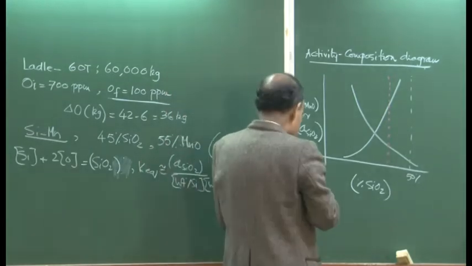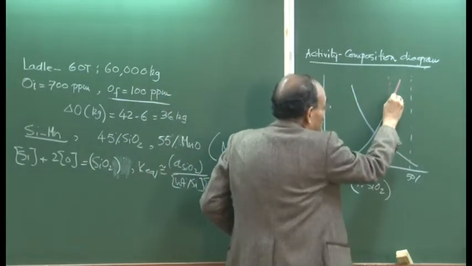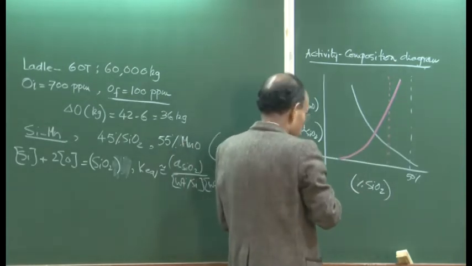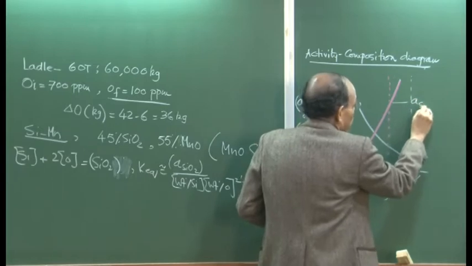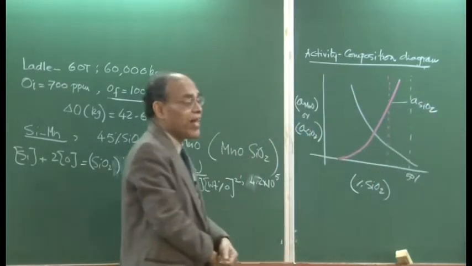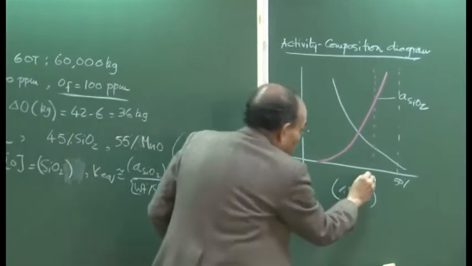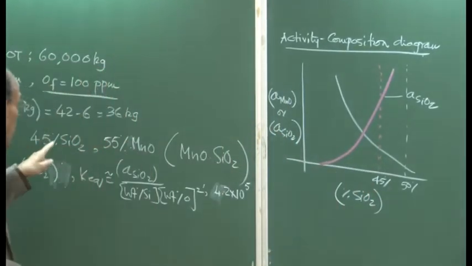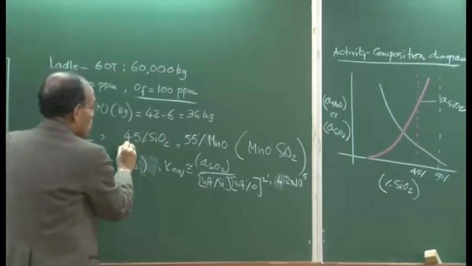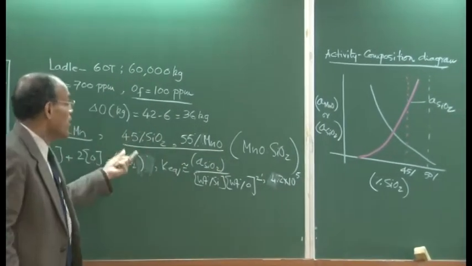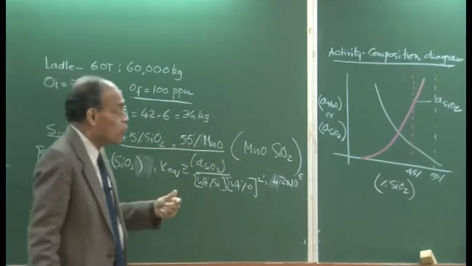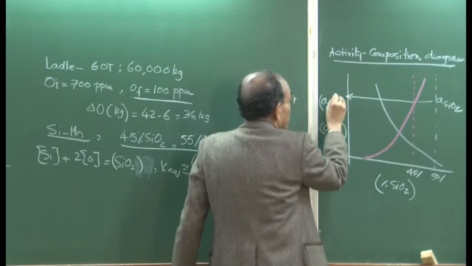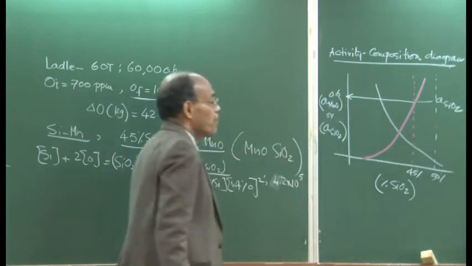What does this line indicate? This line, the red line I have now drawn, corresponds to the activity of SiO2. So, from this line you are going to read the activity value, okay, and this is the 45% composition, which is the deoxidation product. So, when the deoxidation product has a composition of 45% SiO2 in a mixture of MnO-SiO2, then the activity can be read straightforward from this, and this value comes out to be 0.6.